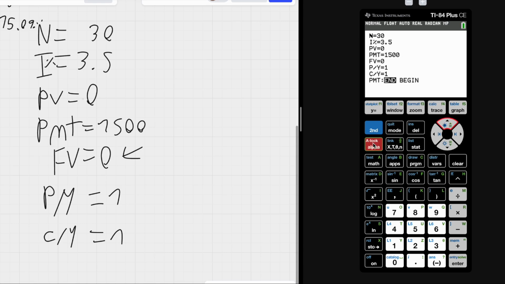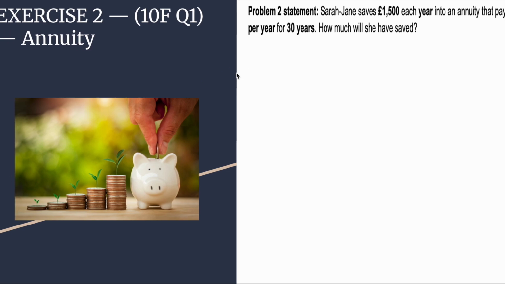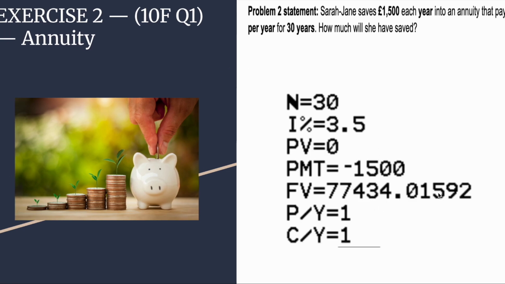select the future value, alpha, and enter, and this is that she will have 77,434.01592 pounds after 30 years. Let's see if this is correct. Yes, she will have the same amount. So this is how you find what you will have after some time with an interest and yearly payments.